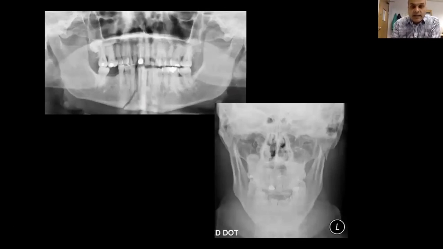So again, Chantal, open for answers here. Can anybody see a fracture on the first one? So that's a panoramic X-ray or an OPG.